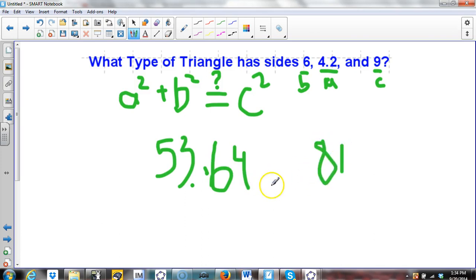Well, this expression is definitely less than 81. So in this case, the c squared value is bigger than the a squared plus b squared. Therefore, the angle is going to be bigger than 90 degrees. So this would be obtuse. Okay?